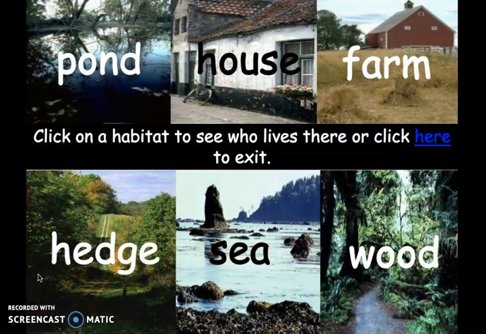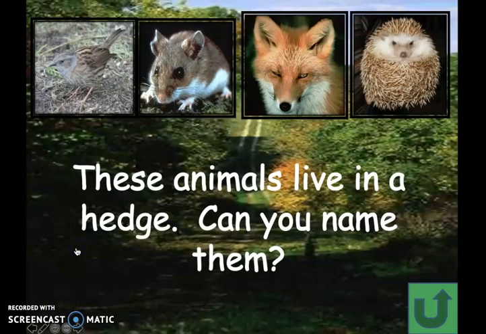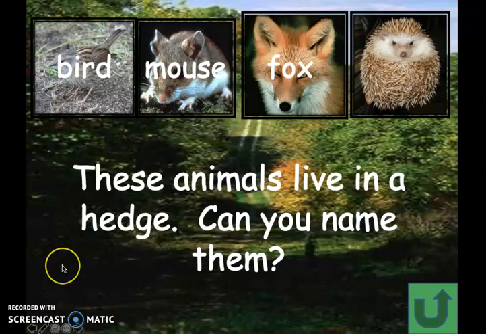Okay, so let's have a look and see what different animals live in the variety of different habitats we have here on screen. So we have pond, we have a house, we have farms, we have hedges, we have sea, and we have wood. And we're going to begin with the hedge. So the following animals live in a hedge. Can you name them? You don't need to write down their names, just have a quick think. So first up we have the birds. Birds like to live in hedges, so do mice. We also have the fox, and of course on the far right we have the hedgehog. So those are the sort of animals that live in hedges in the countryside.